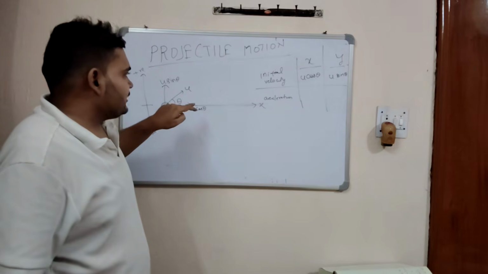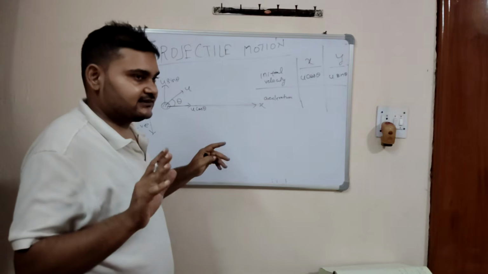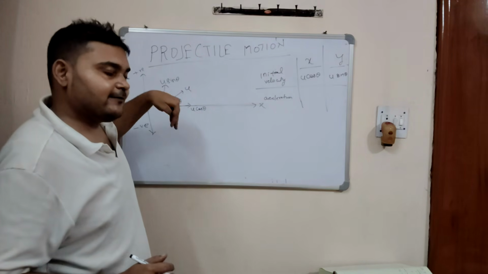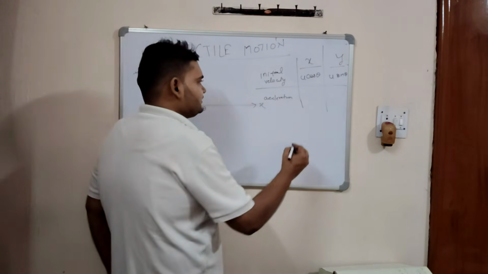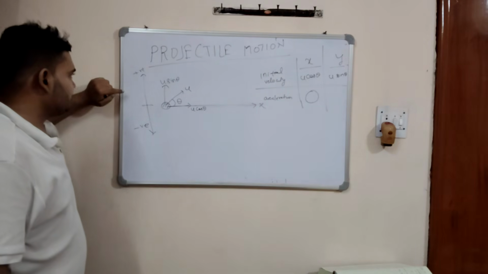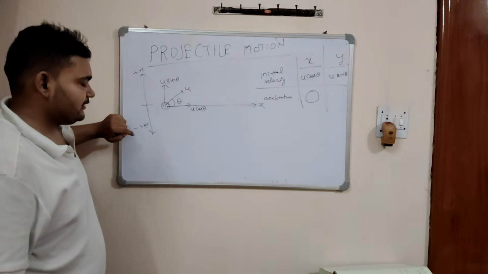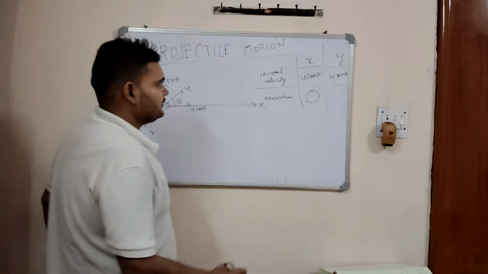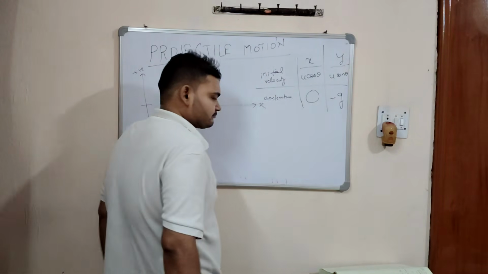Here no force is acting on the object in the horizontal direction; in fact, only one force is there, that's the gravitational pull, acting on the object along the negative of the y-axis. So along the x-axis there is no force, so acceleration is 0. Along the y-axis, if we are assuming the upward direction to be positive and the downward direction to be negative, the acceleration is along the negative y-axis. So acceleration along the y-axis will be minus g.